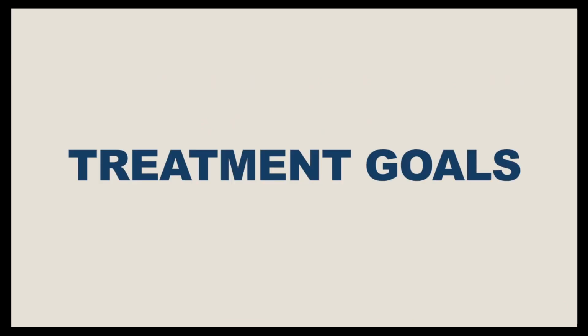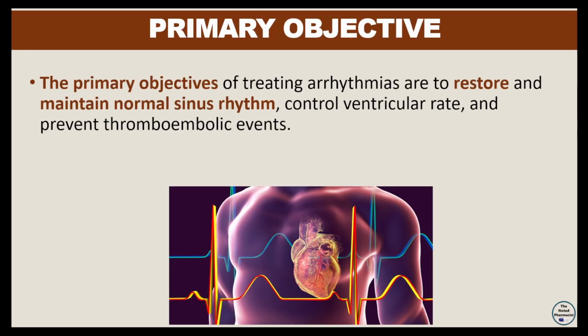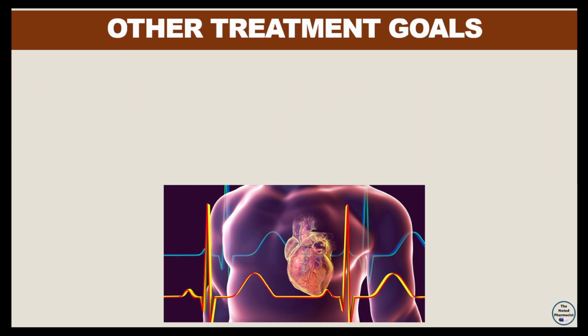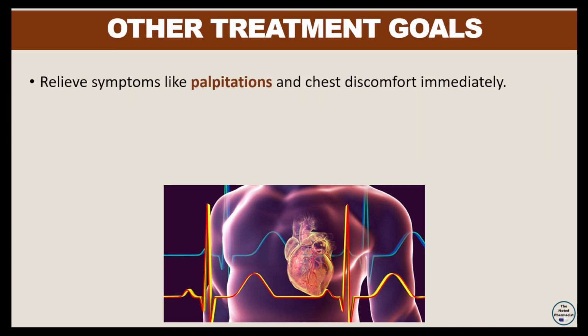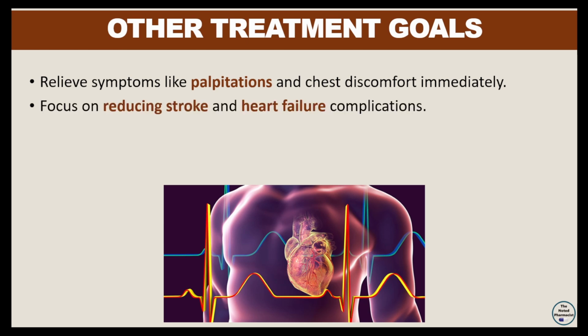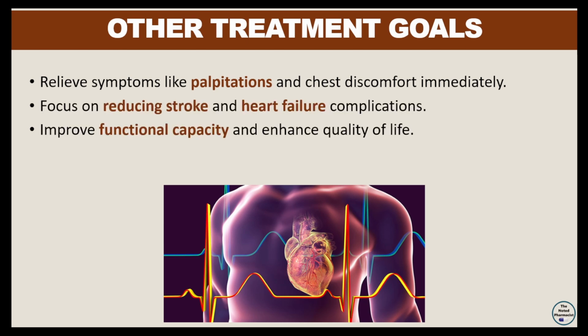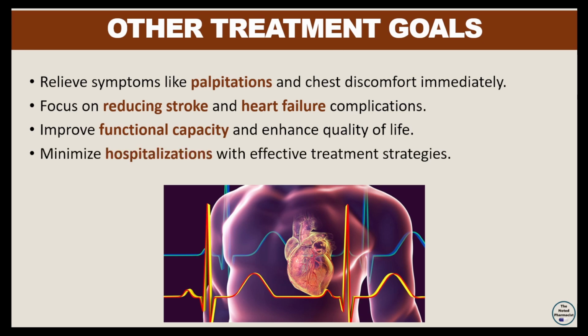Treatment goals for arrhythmias. The primary objectives of treating arrhythmias are to restore and maintain normal sinus rhythm, control ventricular rate, and prevent thromboembolic events. Other goals are immediate relief of symptoms like palpitations and chest discomfort, while long-term goals focus on reducing the risk of complications like stroke and heart failure. Treatment strategies aim to improve functional capacity, enhance the patient's quality of life, and minimize hospitalizations.